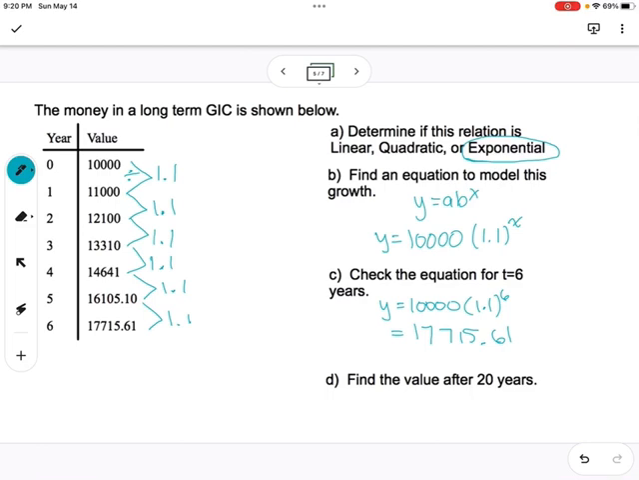And for D, find the value after 20 years. So for x, we're going to put 20. Y equals 10,000 times 1.1 to the exponent 20. Okay, so in your calculator, make sure you do the exponent first, so 1.1 to the exponent 20, and then we multiply that by 10,000. So when we do that, we get $67,275.